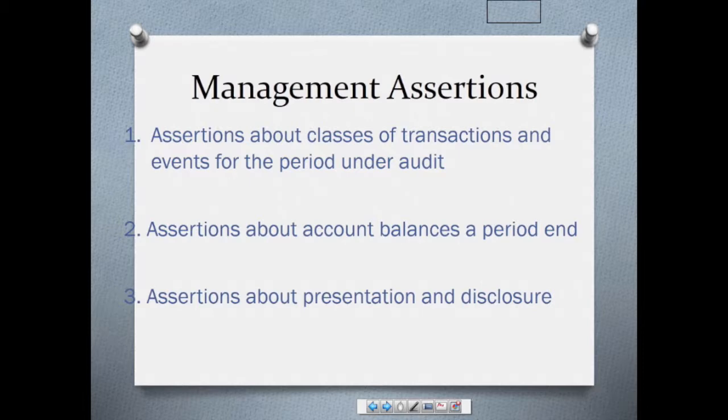So when I talk about occurrence, you're going to automatically know that I must be talking about assertions about transactions and events, because transactions occur, and we have account balances as a result of those transactions. So transactions and events are things that flow through the income statement, and then the account balances are what result at the end of the reporting period as a result of those transactions.